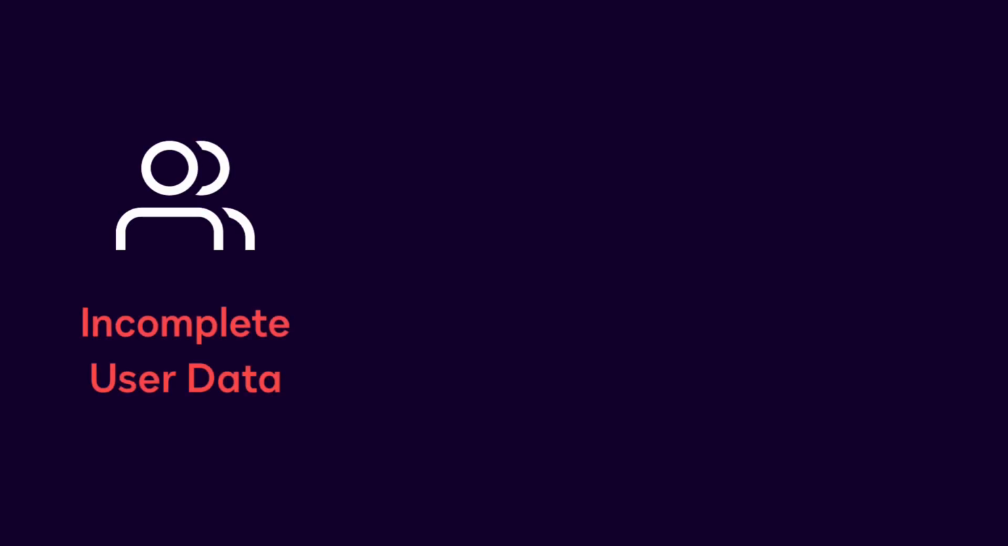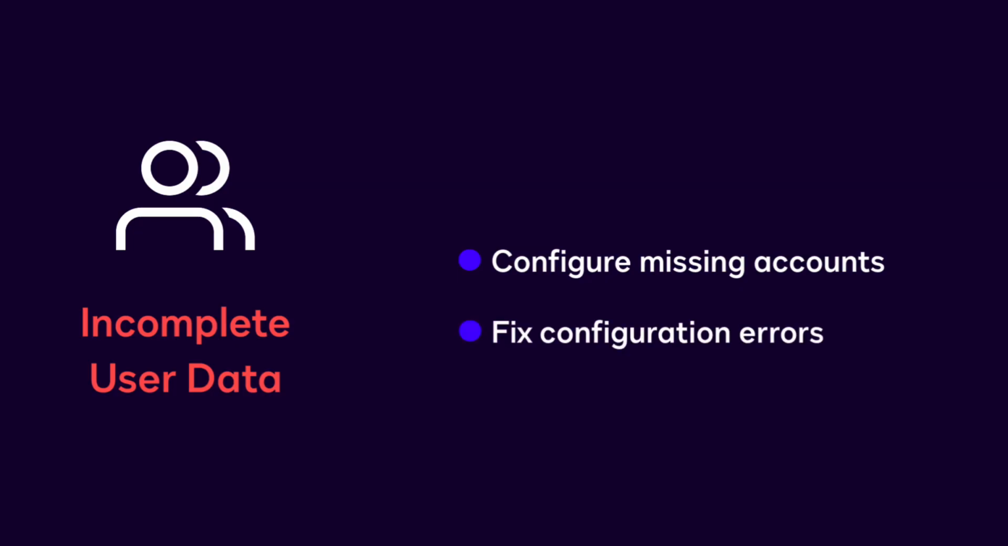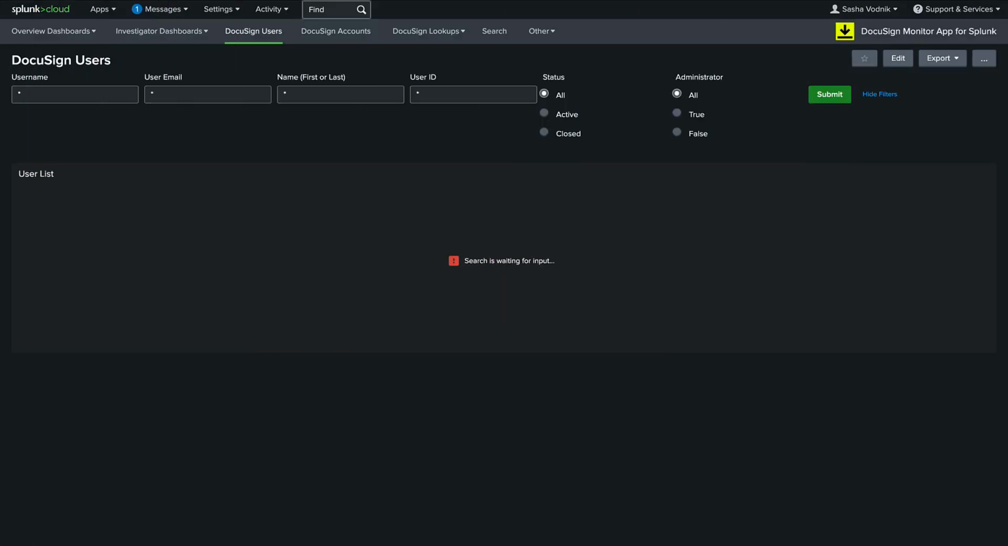If the user lookup dashboard doesn't show all your users, you may need to configure additional Docusign accounts in the add-in, or you may need to fix errors in your configuration. Events are fetched for all organization accounts, but user lookups are not available unless those accounts are explicitly added one by one. Verify that you've added all the account IDs for accounts whose users you want to track.